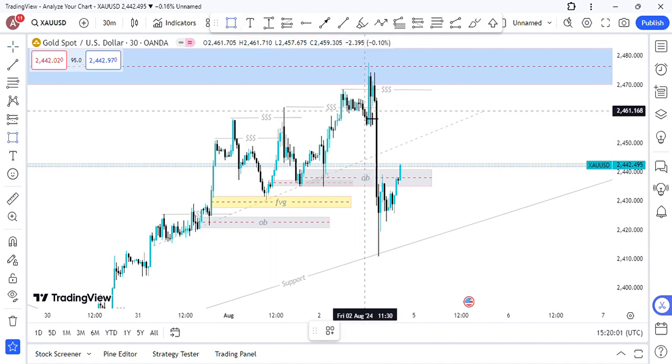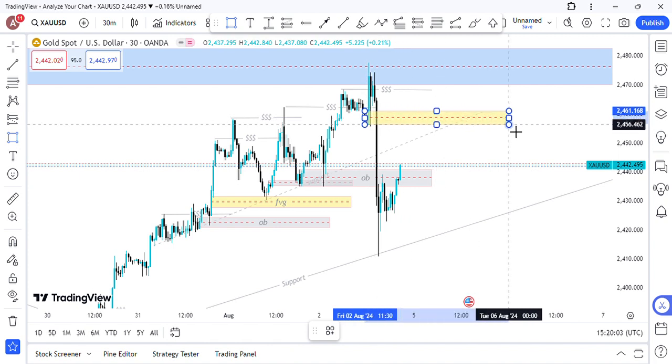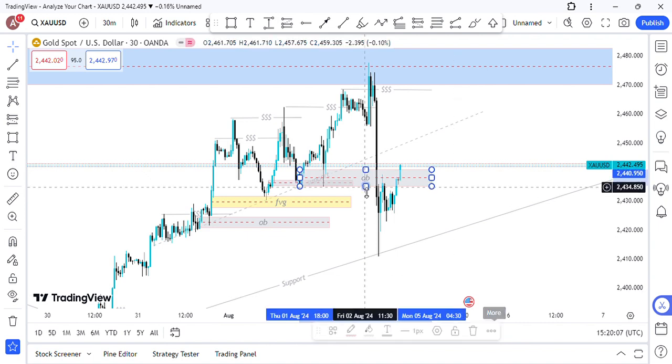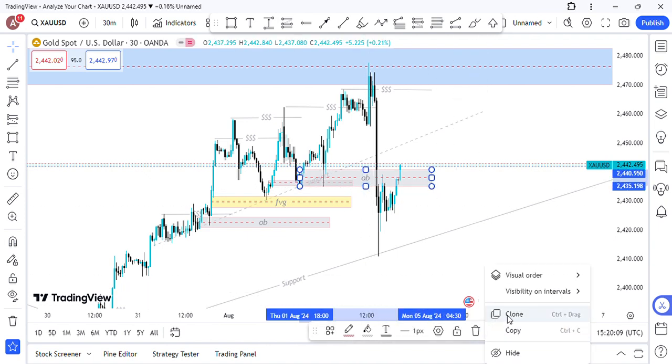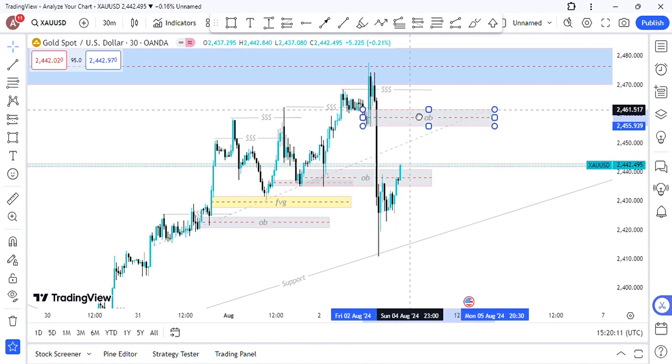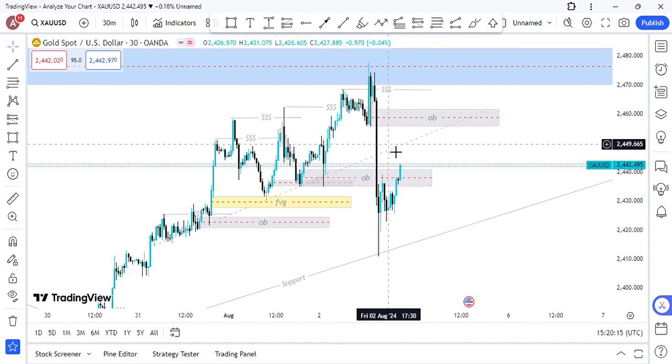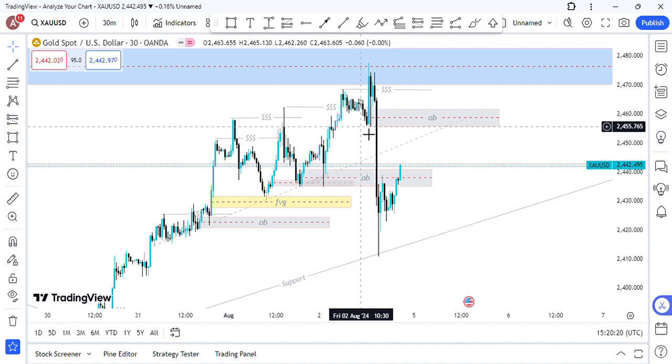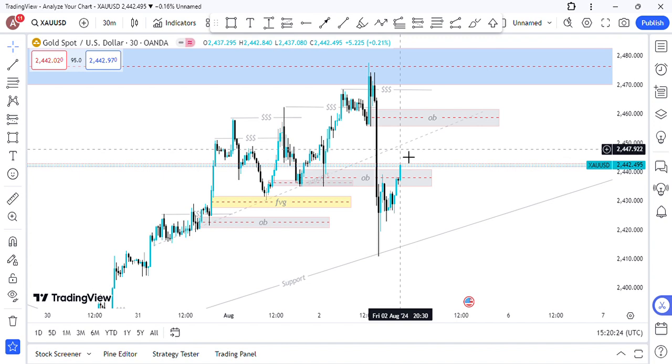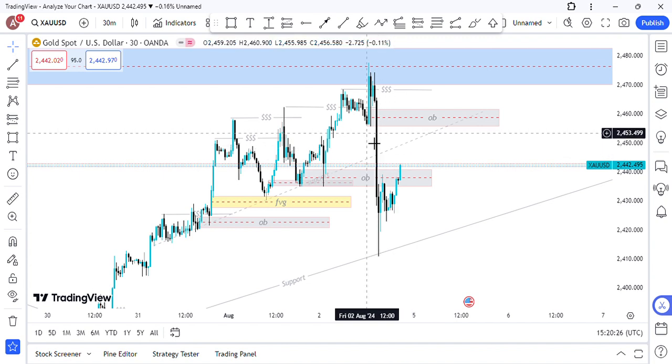Okay, now look at this. There is another order block that has been inverted here. Let me clone this one. Okay, this order block has been inverted. The market started falling, right? Now, like I said, this is not a valid order block. Why? Because it is far away from the support. So you cannot buy here.